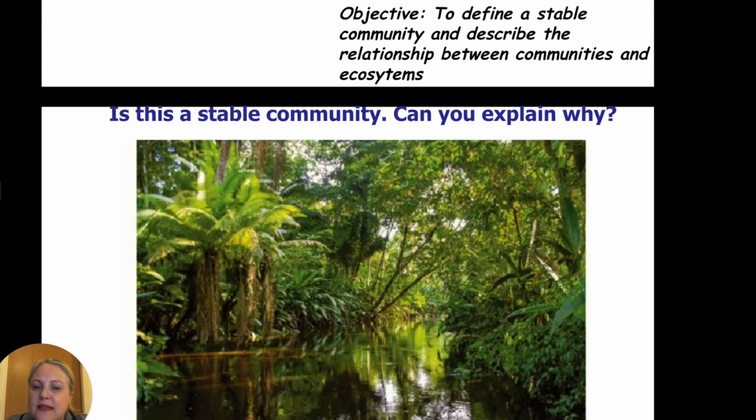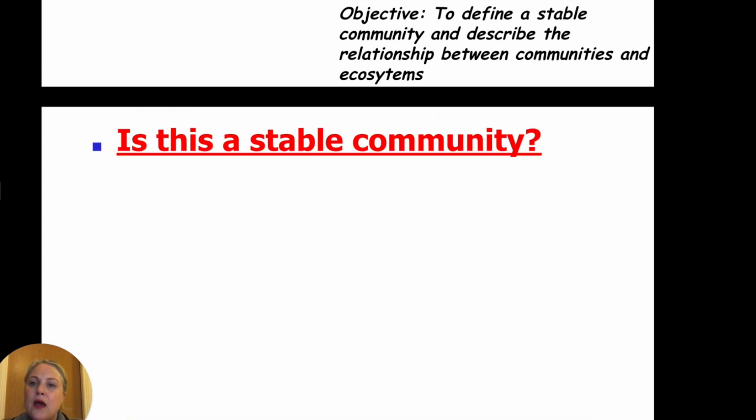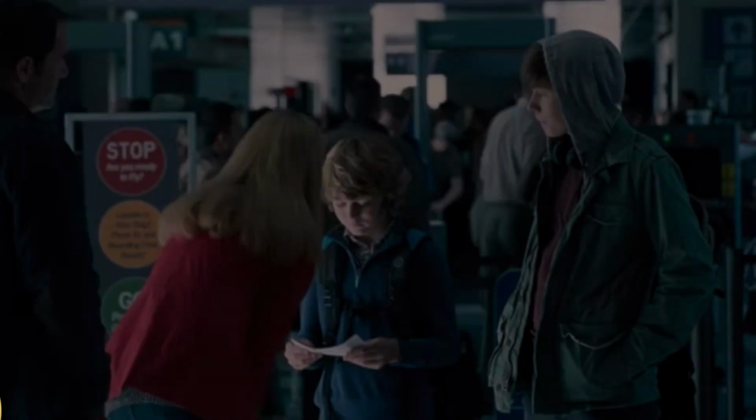Okay, so is this a stable community? So have a little look. Do you think this defines a stable community? So a stable community is where, ignoring seasons, pretty much everything stays the same. So populations of the animals stay the same, the abiotic and biotic factors stay the same. So can you explain, do you think this might be a stable community? Pause the video, have a little think. Again, if you're following along on the worksheet, this is a question on the worksheet. What about this one? Do you think that this is a stable community?